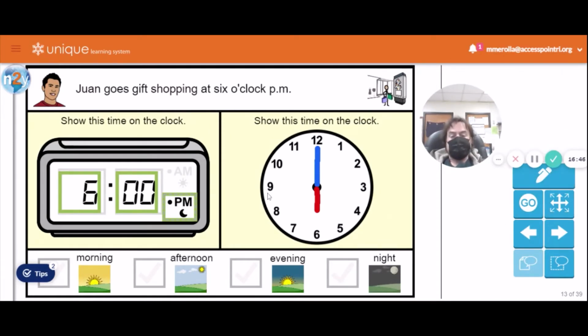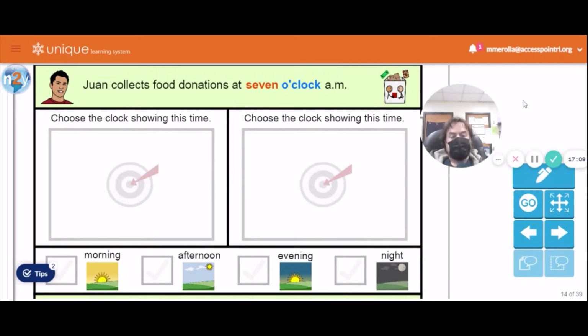Is that morning, afternoon, evening, or night? Okay, so 6 p.m. is 1 minute after 5:59 p.m. So it would be in that time called the evening. Yep. Okay, next page. Juan collects food donations at 7 o'clock a.m. Choose the clock showing this time.